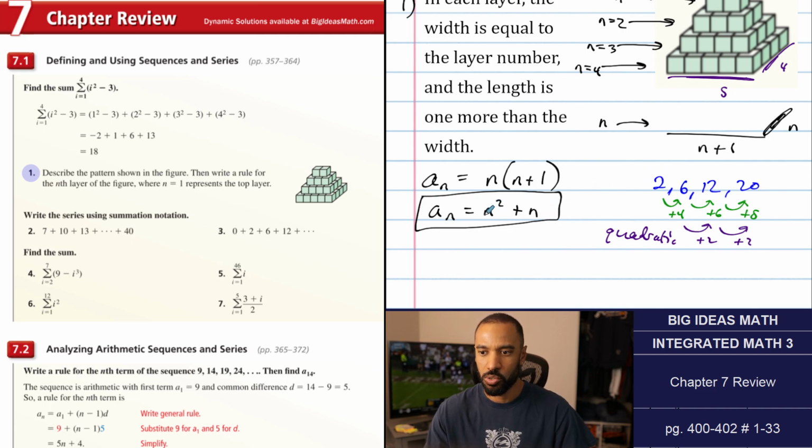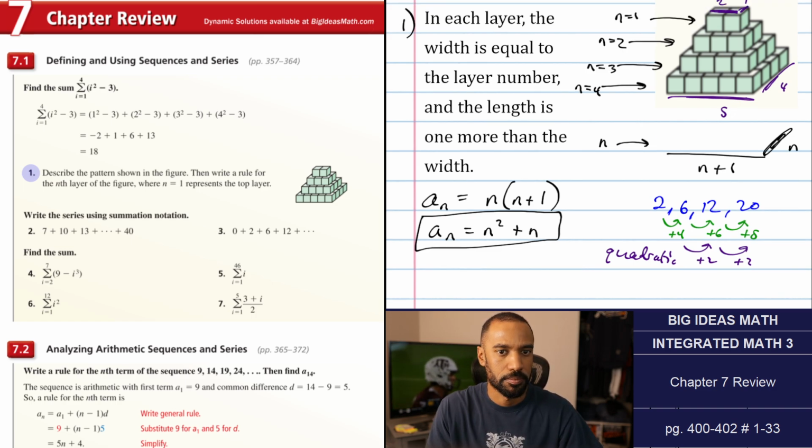1 squared plus 1 is 2. 2 squared is 4 plus 2 is 6. 3 squared is 9 plus 3 is 12. 4 squared is 16 plus 4 is 20. And that would continue forward, but that is the answer.